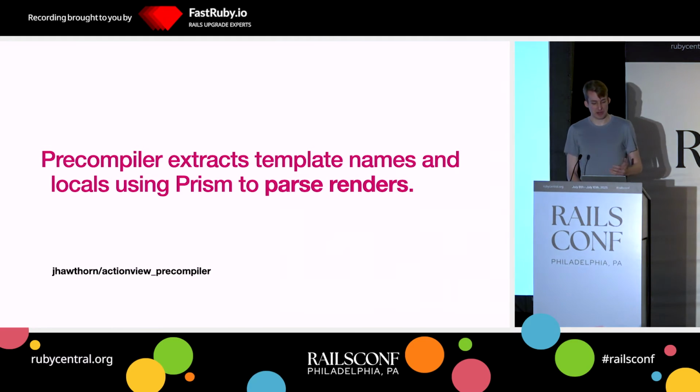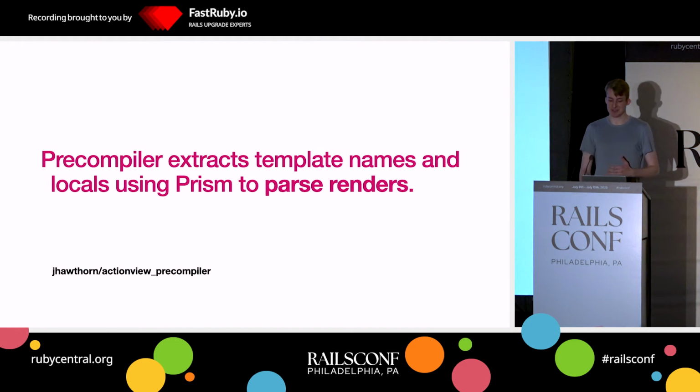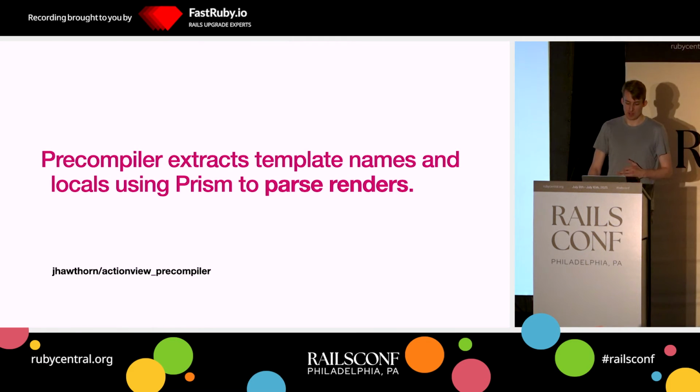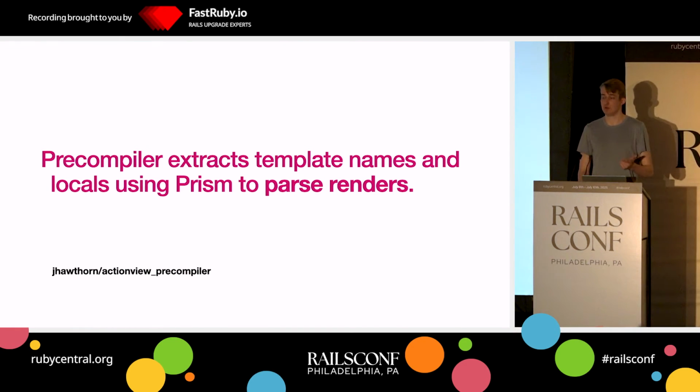We've gotten a little bit off track here, so let's take a step back and summarize where we are. ActionView Precompiler can lower your application's total memory usage by compiling your ERB templates during boot instead of while processing requests. The precompiler works by parsing renders to extract template names and local variables, which it can then use to compile the templates.